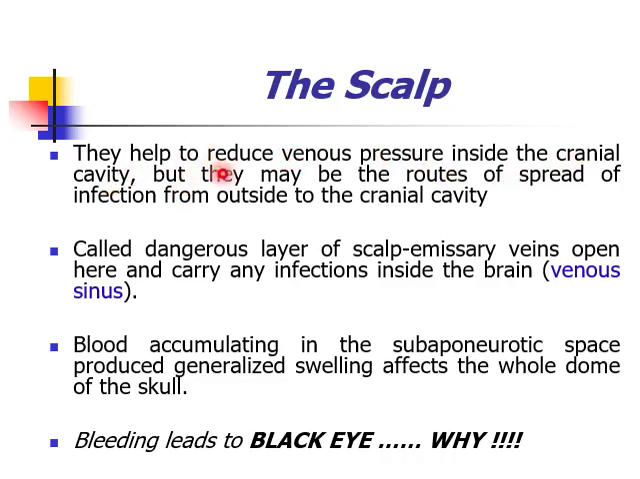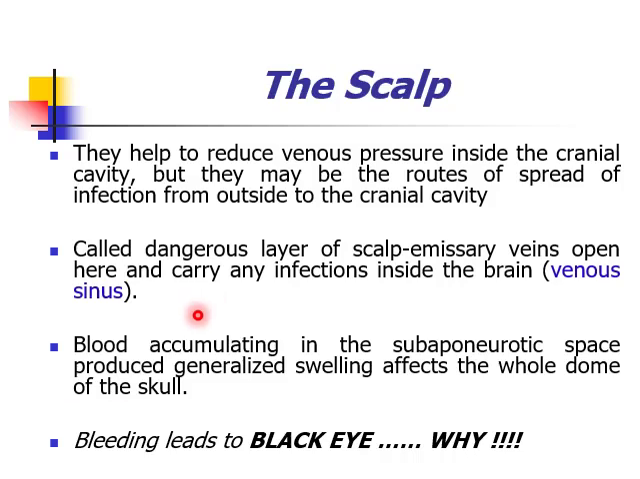But in other circumstances, if I have an infection that reaches this fourth layer of the scalp, the infection might creep inside these emissary veins from outside into the cranial cavity, causing what we call venous sinus thrombosis. This layer is called the dangerous area of the scalp because the emissary veins open here and carry any infection inside the brain through venous sinuses, causing thrombosis or abscesses on these venous sinuses. Blood accumulating in the subaponeurotic space produces generalized swelling affecting the whole dome of the skull.